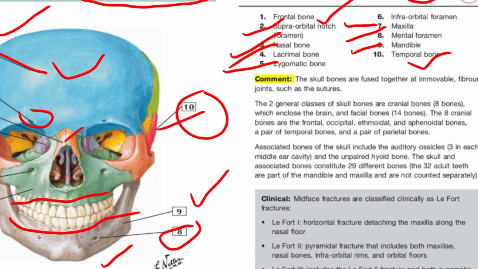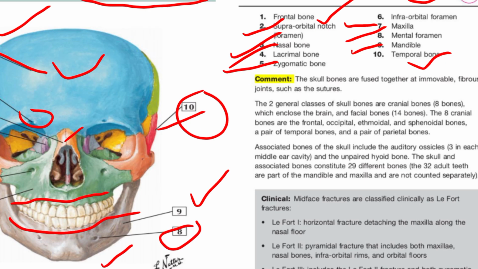The two general classes of skull bones are the cranial bones, which are 8 in number and enclose the brain, and facial bones, which are 14 in number. So there are 22 bones in the skull. The 8 cranial bones are the frontal bone, occipital, ethmoid, sphenoid bone, and the pair of temporal bones, one on each side, and the pair of parietal bones.